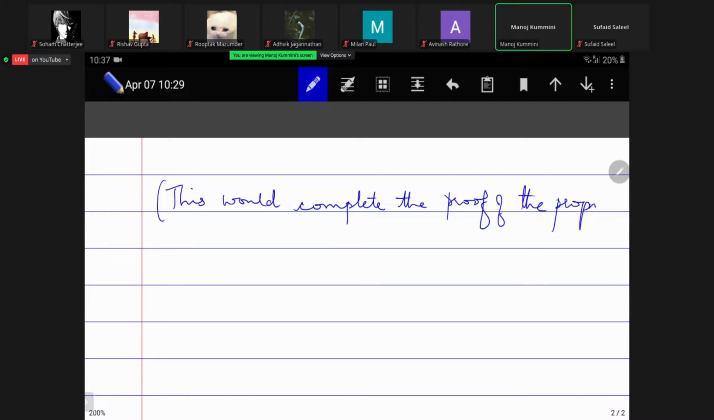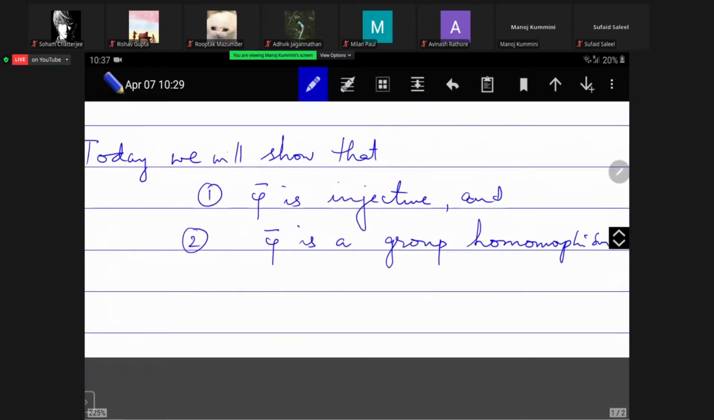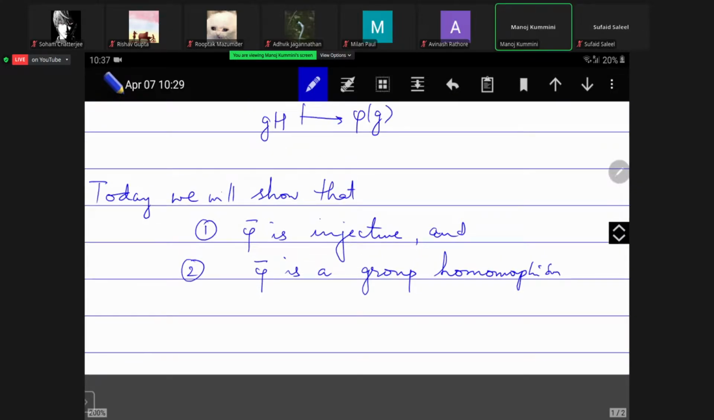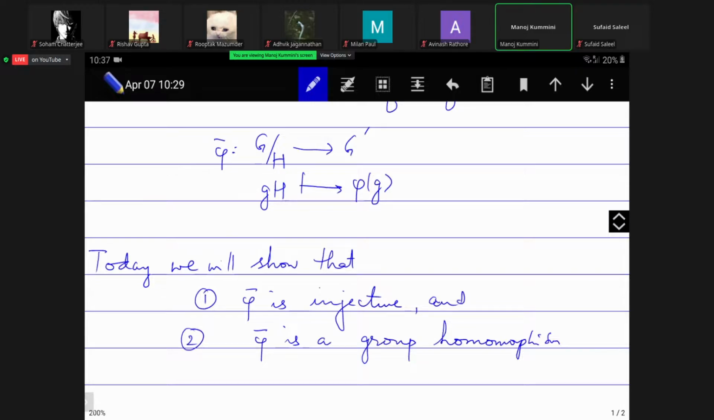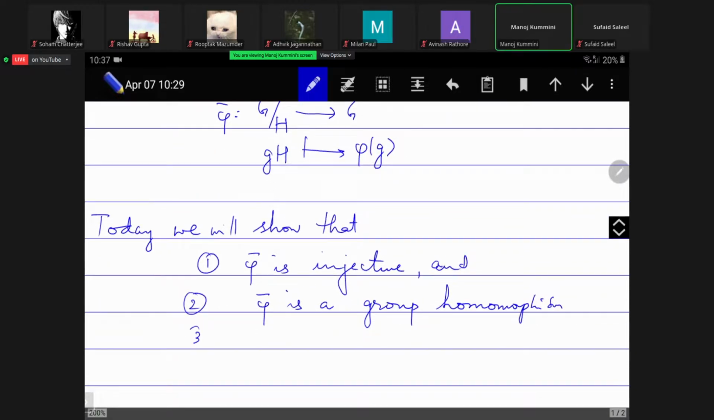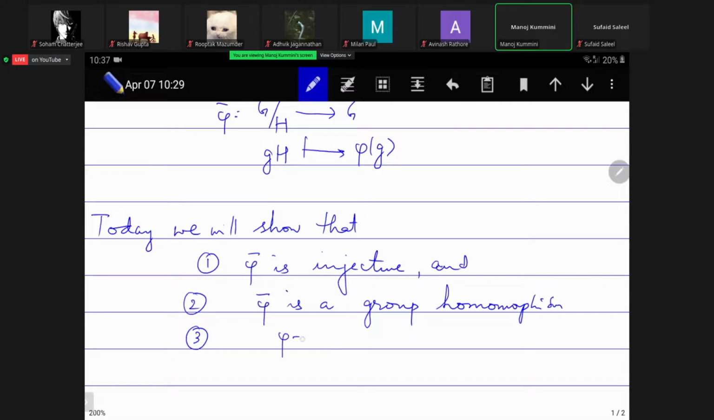Sir, could you scroll up to the last line for a moment? I just wrote down the remaining assertions of the proposition that we were proving. Yes, the assertion was that there is an injective group homomorphism from G mod H to G bar, okay? Sorry, we had one more thing. 3, phi is pi followed by phi bar. So this is what we will verify today.